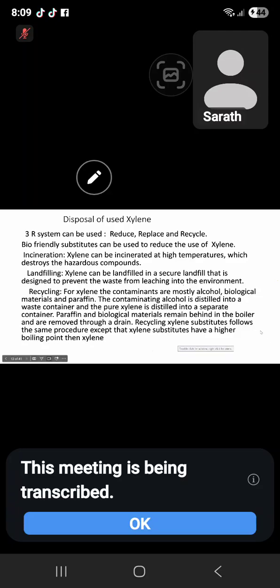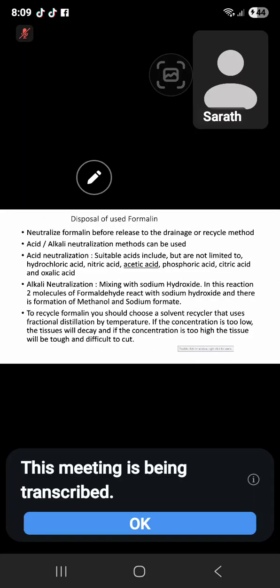Recycling xylene substitute follows the same procedure, except the xylene substitutes have a higher boiling point than xylene. I told you, you can use a xylene substitute, some other chemicals instead of xylene. Their boiling points are very high, so if you are using a recycler, you have to go for a very high temperature. That's the problem. So this is how you dispose of xylene.